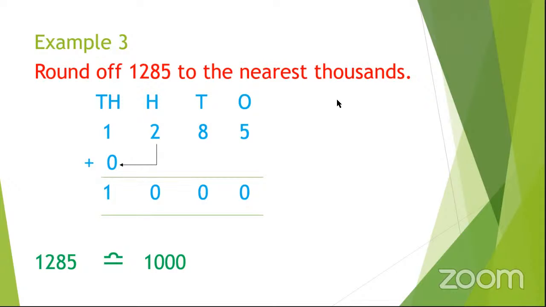We don't just put them there. We evaluate all the digits, or we equate all the digits after the required place value to zeros. We don't just put them there, but we equate all the digits after the required place value to zeros.